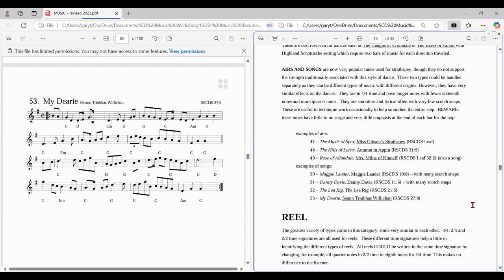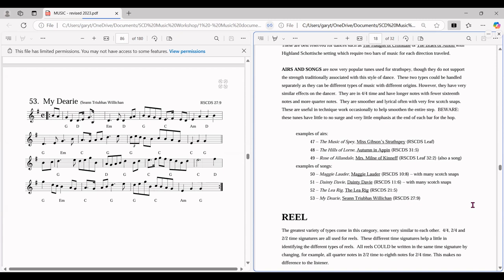The first one the RSCDS published was The Lea Rig. And that's the first I know of, because from historical documents, airs were not used for Scottish country dance at all. And that's the only source I have, so I haven't pursued that, Ellie. So great question, but I would say The Lea Rig for the RSCDS is most likely where it started.